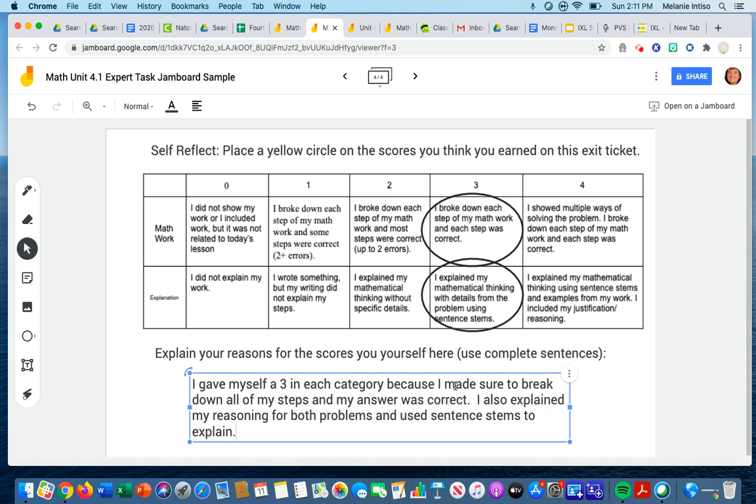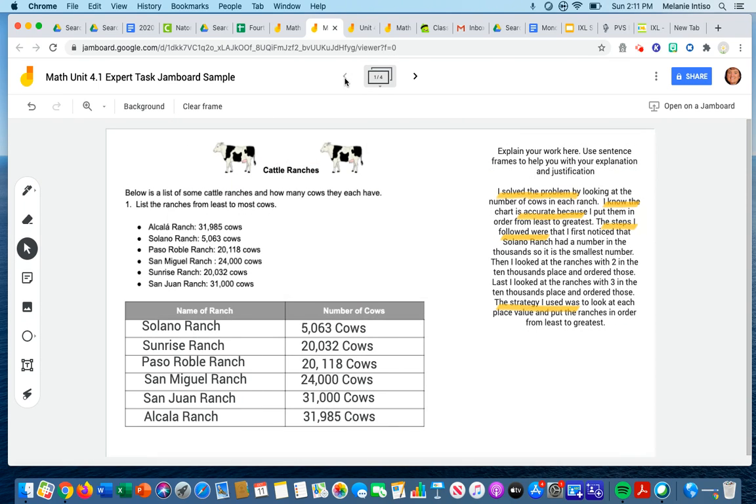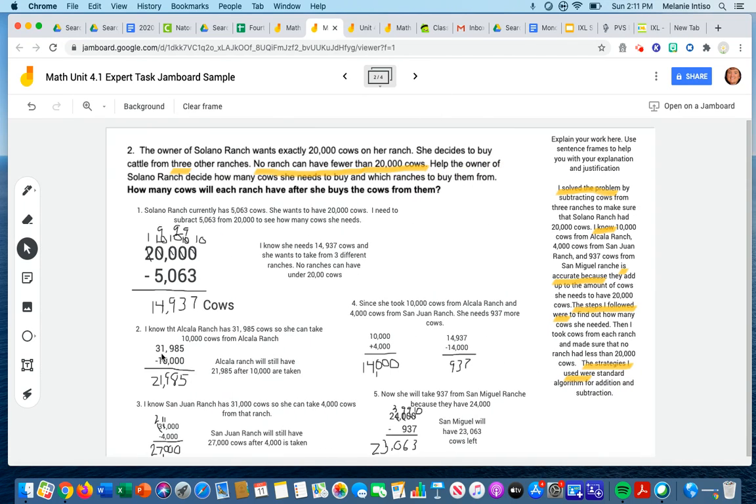Okay, so that is the end of this expert task. There are a lot of steps to it, but you had to show your work and then you had to explain it for problem 1. Then you had to show your work for number 2 and you had to explain it for number 2. And 2 is pretty complicated. There's a lot of steps to it, but you have to show all of your steps in order for it to be accurate.